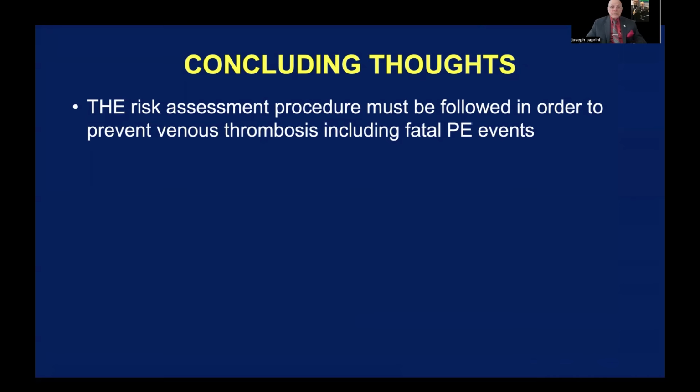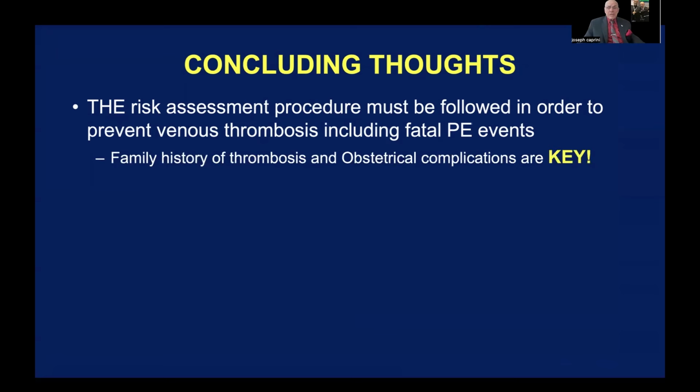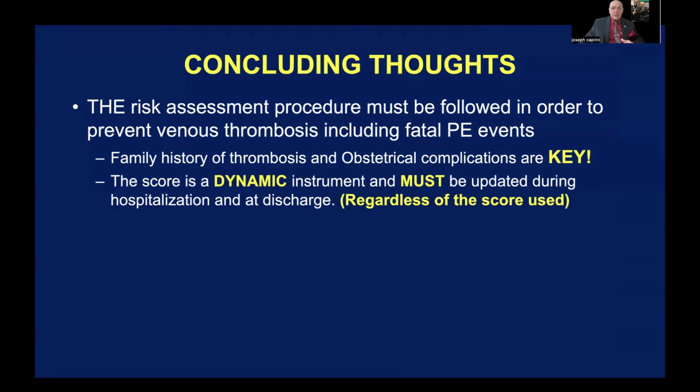So, in conclusion, the risk assessment procedure must be followed in order to prevent venous thrombosis, including fatal PE events. That risk assessment procedure includes all the elements, not just the score. Family history of thrombosis and obstetrical complications are key. And I don't care what risk assessment you use, because there are many roads to Rome. But please track family history of thrombosis and obstetrical complications. They are really key, and they may spell the difference between a successful outcome and a serious or fatal one.